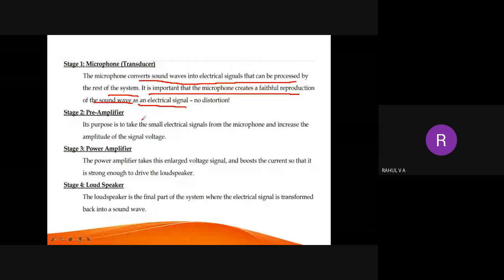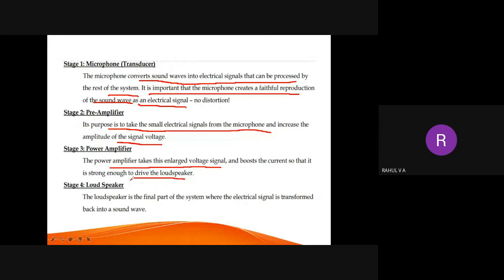Then preamplifier, the purpose of it is to take small electrical signal from microphone and increase the amplitude of the signal voltage. Then power amplifier takes this enlarged voltage signal and boosts the current so that it is strong enough to drive the loudspeaker. And finally, loudspeaker. This is the final part of the system where the electrical signal is transferred back to sound wave.